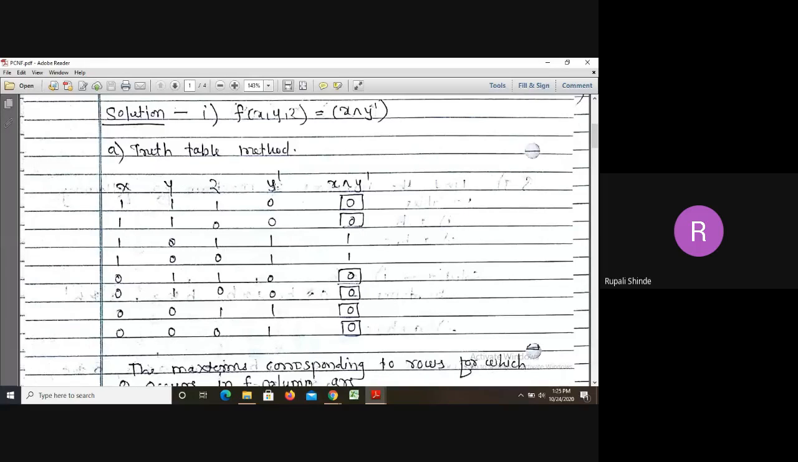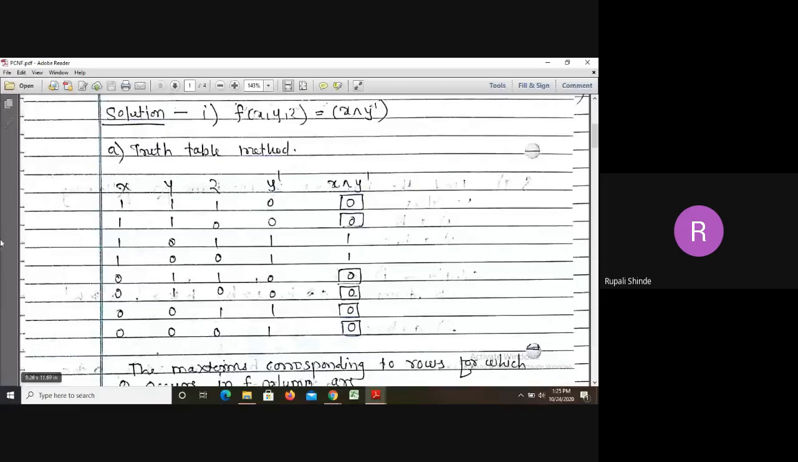The value in the final column will be 1 if the value of x is 1 and y's complement is 1. Check here: in the first row it is 1 0, so the final value is 0. Again 1 0, so again it is 0. Then 1 1, yes, both values are 1, so the value in the final column will be 1. Again 1 1, so it is 1. Then 0 0 0 0.